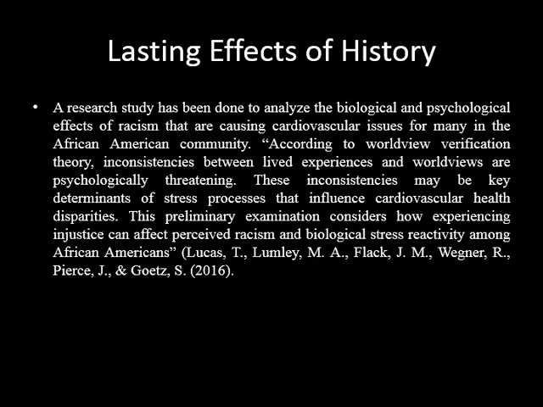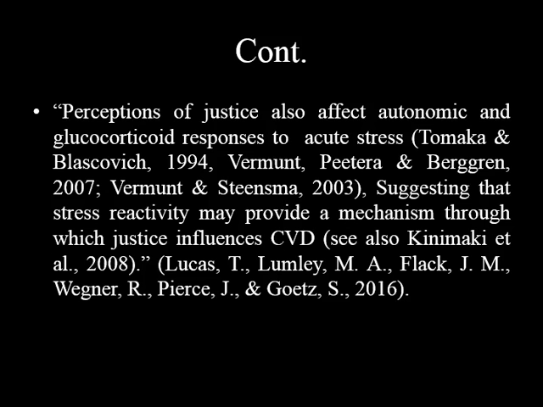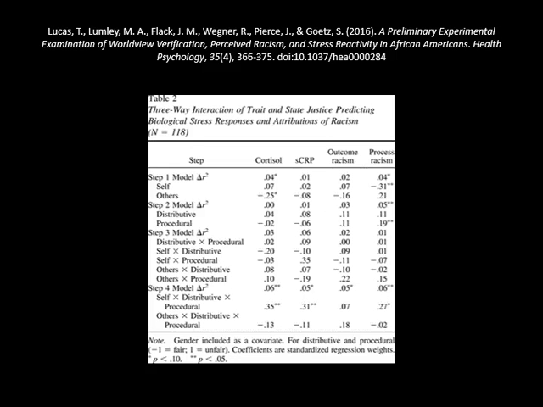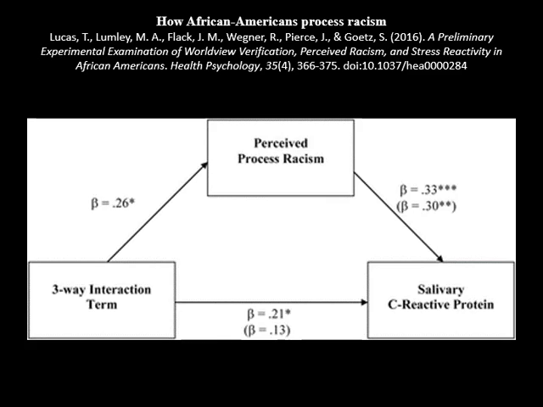Lucas, T., Lumley, M.A., Flack, J.M., Wegner, R., Pierce, J., and Getz, S. (2016). Perceptions of justice also affect autonomic and glucocorticoid responses to acute stress (Tomoka and Blaskovich, 1994; Vermont, Petera and Berggren, 2007; Vermont and Steensma, 2003), suggesting that stress reactivity may provide a mechanism through which just characteristics of participants for the study. Three-way interaction of trait and state justice predicting biological stress responses and attributions of racism. This is a diagram depicting how African Americans process racism.